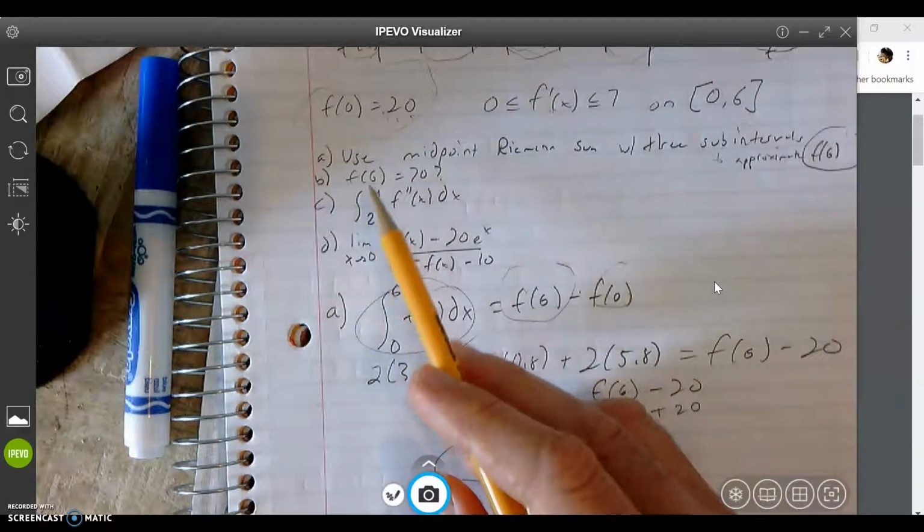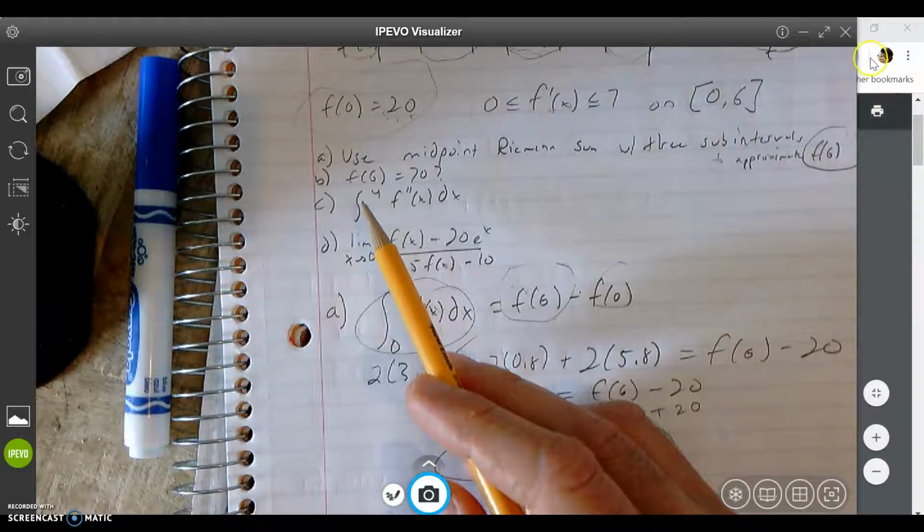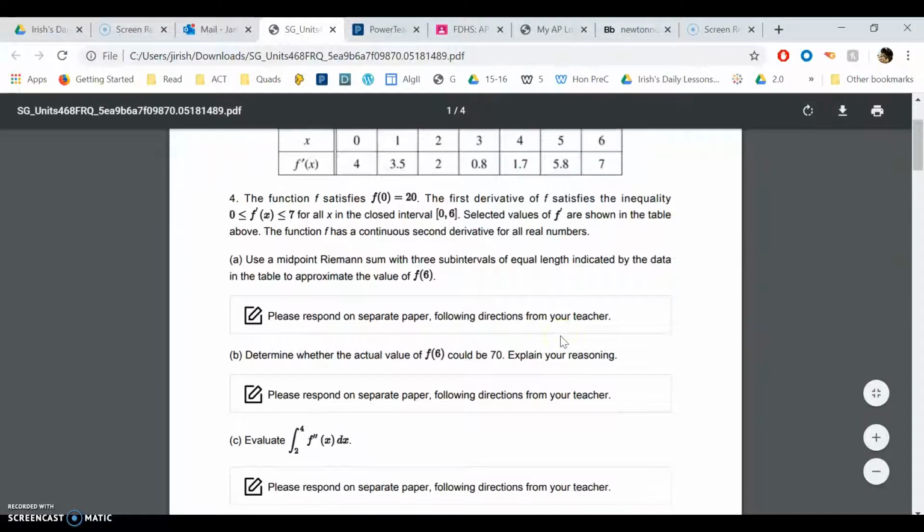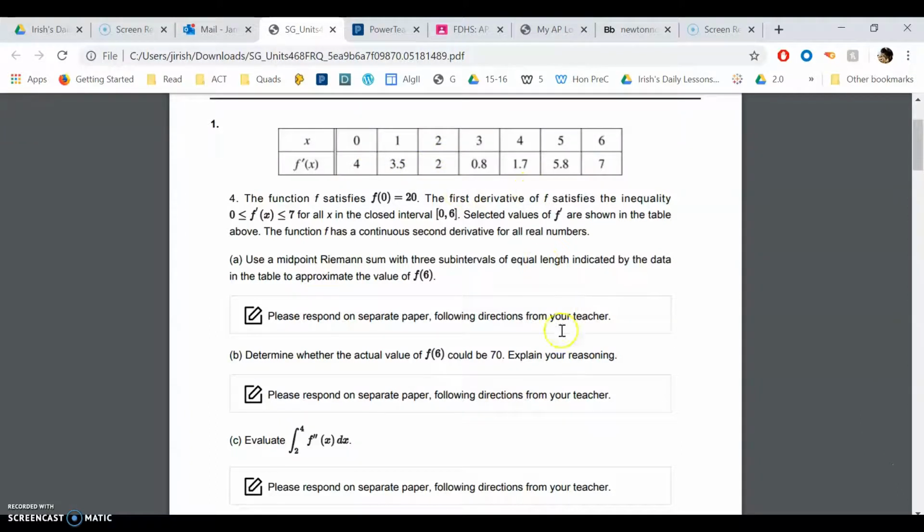So it's saying, this one's very tricky. So follow me on this. This is one you want to go through on your own after. Determine whether the actual value of f of 6 could be 70. Explain your reasoning. Okay, so it just gives you f prime, just gives you the slope. So how do you know what the actual value is? How are you going to know that when you don't know what the slope is at 0.5 or the slope is at 1.2? You don't really know what's going on. So this is what you do. Part B. Check it out.